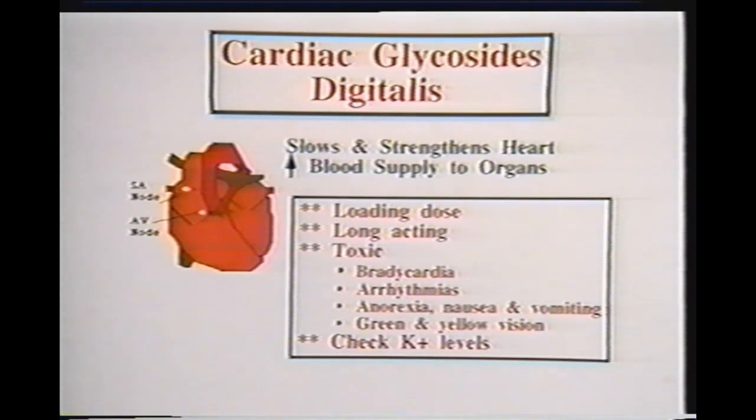Other problems are associated with the GI tract: anorexia, nausea, vomiting. So if your patient develops these symptoms, these should be reported. And sometimes disturbances with green and yellow vision. Now, it says on your picture here to check the potassium level. DIG doesn't directly affect the potassium level. However, in the presence of a low serum potassium, you're going to get digoxin toxicity much more quickly. And usually when we give DIG, the patient is also getting Lasix, which is a potassium-depleting diuretic. So it's really important to keep a good handle on those potassium levels.